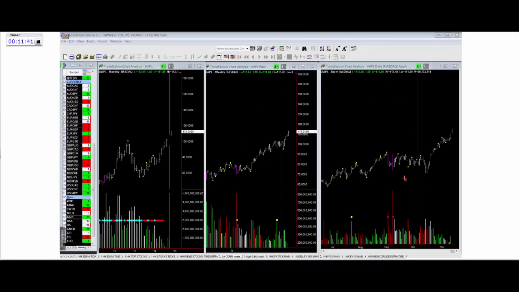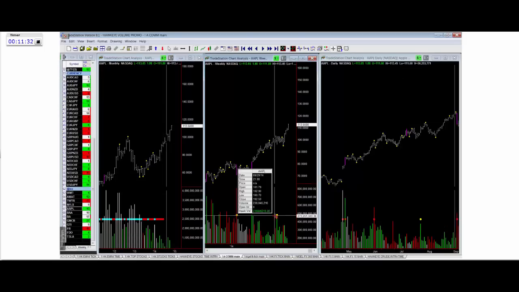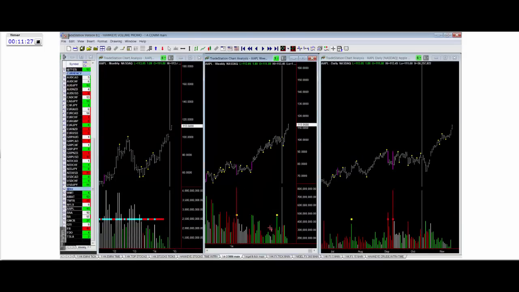Widely held stock in America. Let's look at that. So here we go. We got buying volume all the way through here on the monthly, with a couple of volume tests to the downside, but the majority, 90% all the time, is buying volume.